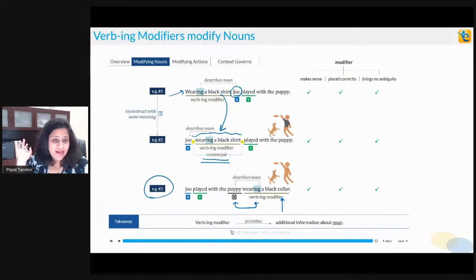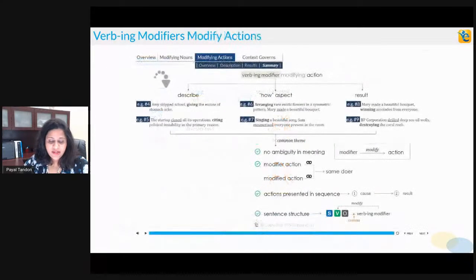So again, the key thing for all modifiers, regardless of whether they are verb-ing modifiers, verb-ed modifiers, or relative pronoun modifiers, is that they should make sense with the modified entity, they should be placed correctly, and they should not bring any ambiguity whatsoever. So that's, at a very high level, a brief snapshot of certain examples in which verb-ing modifiers modify nouns.